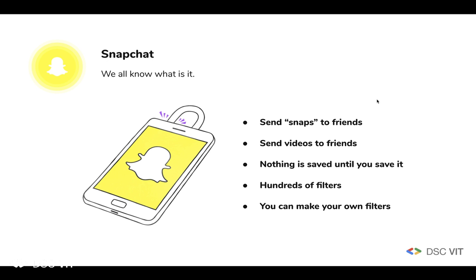I'm pretty sure everybody knows what Snapchat is, but for the person who's living under a rock right now, I'll put it out what it is. You can send pictures and videos to friends, and you can also create stories which people can watch. You have hundreds of filters. They depend on the place you are, and even the good filters are sorted out by Snapchat and put on the screen so that everybody can use them. And the best part is that you can make your own filters.